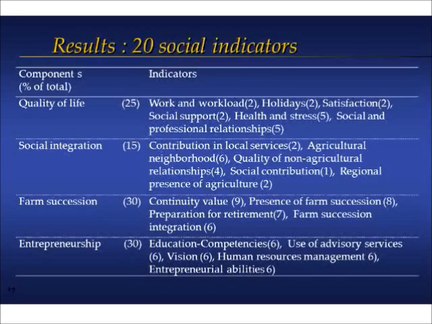We identify 20 social indicators. Many indicators are measured with Likert scale questions, which give us the farmer's perception on the topic. For example, we ask the farmer if he is very satisfied, satisfied, dissatisfied, or very dissatisfied with his social life, or his global income, for the satisfaction indicator in the component quality of life. Quality of life is 25% of the total of the social sustainability. The indicators are work and workloads, 2 points, holidays, 2 points, satisfaction, 2, social support, 2, health and stress, 5 points, social and professional relationship.